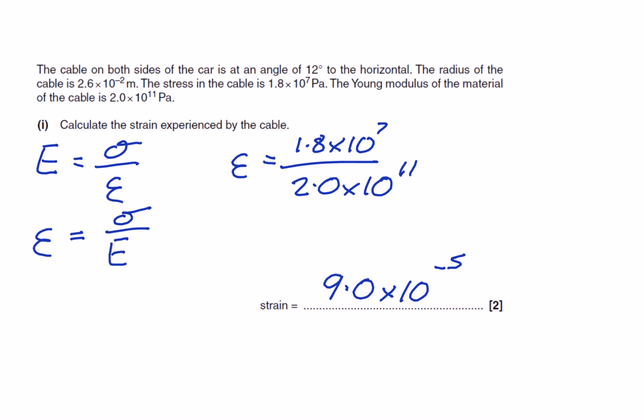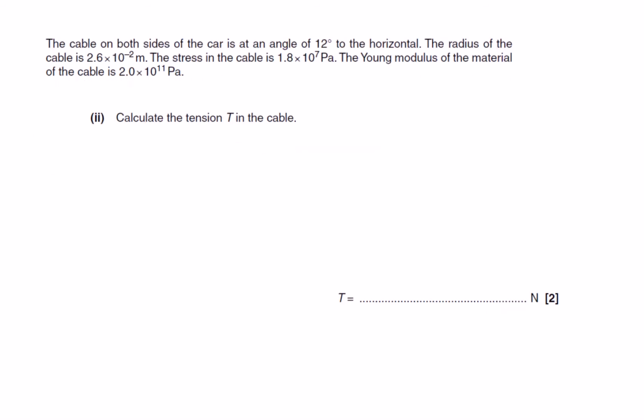Now if we move on to part 2, we've now got to get the tension in the cable. And again, we can get that from the information in the blurb over here, because it tells us that the radius of the cable is 2.6 times 10 to the minus 2 meters, and we should know that the stress is equal to the force, in this case the tension T, divided through by the cross-sectional area. Now this has given us the radius, so the area is going to equal pi r squared.